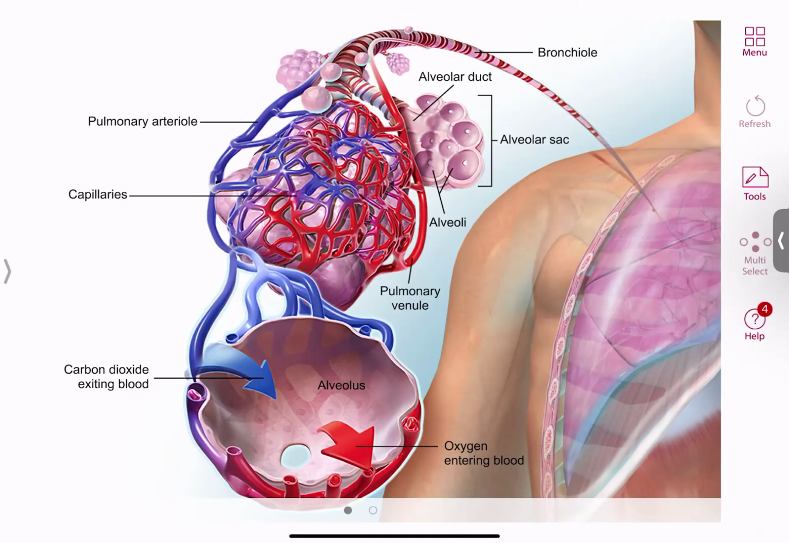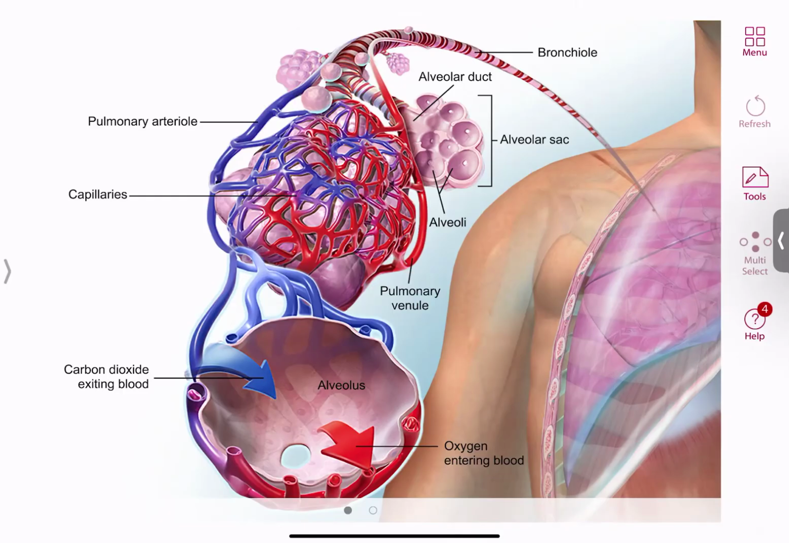I repeat, the pulmonary artery is the artery that brings the deoxygenated blood from the heart to the lungs for oxygenation. Now, once the pulmonary artery reaches closer to the alveoli, it will break up into arterioles, and arterioles further break up into a capillary network that surrounds the bunch of alveoli.